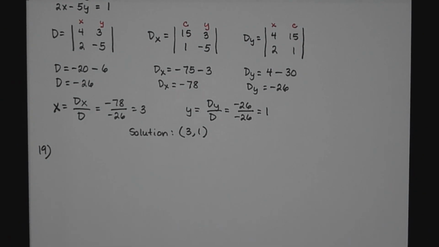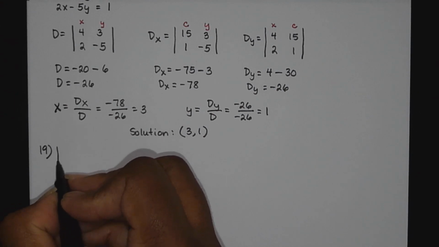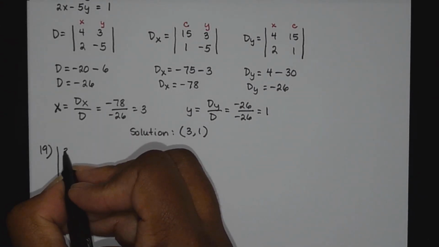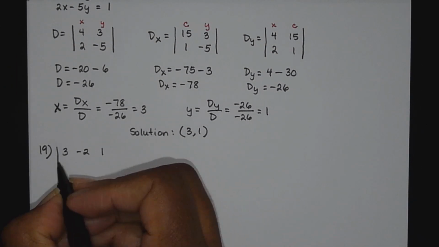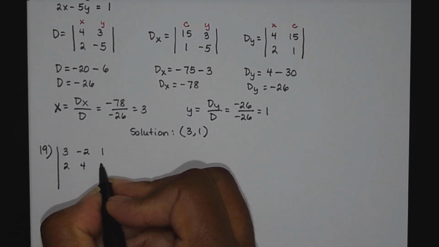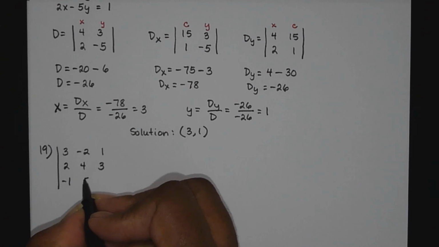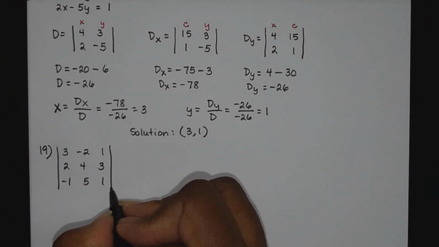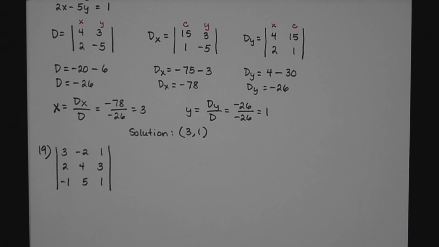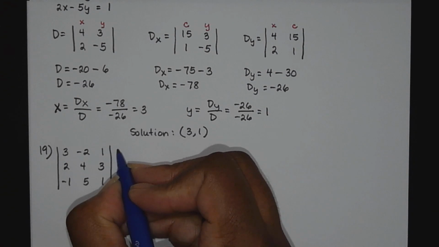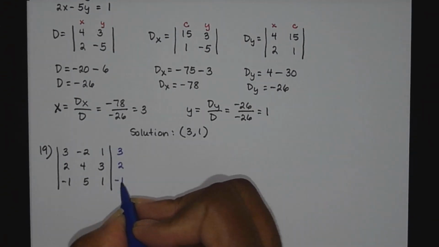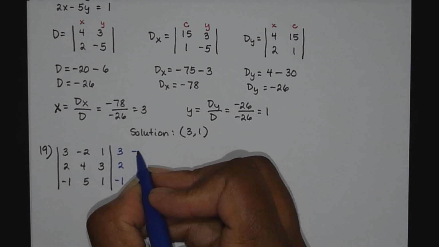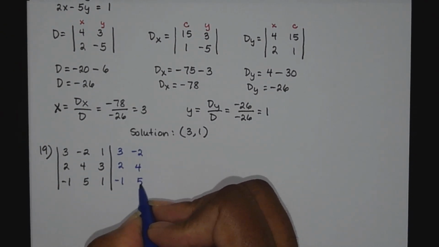Here we have a 3 by 3 matrix, and we're going to find its determinant. Let's see, here we got 3, negative 2, 1, 2, 4, and 3, negative 1, 5. If you recall, when you're finding a determinant for a 3 by 3 matrix, first you would rewrite the first two columns. So here I'm going to rewrite that first column of 3, 2, negative 1. Second column, I'm going to rewrite that as negative 2, 4, and 5.